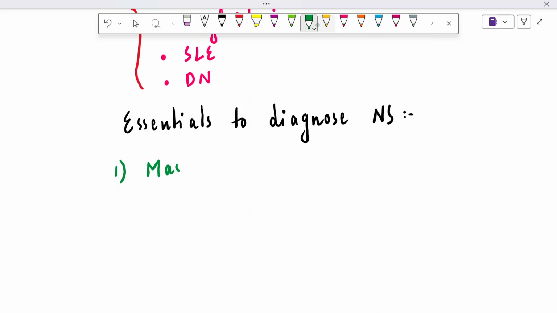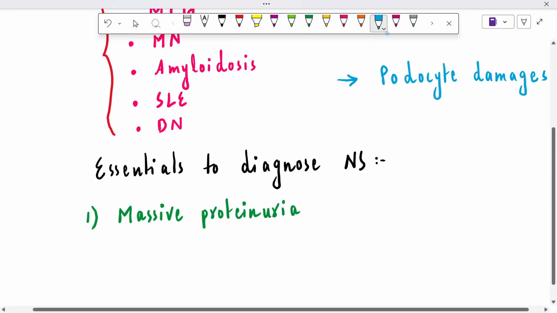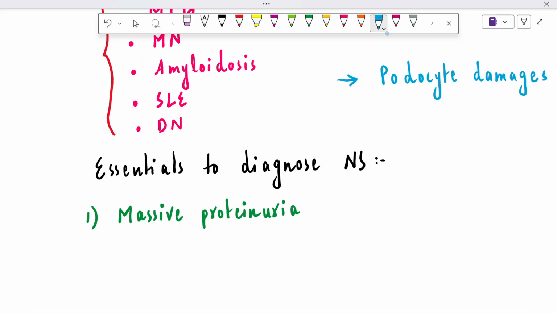In nephrotic syndrome, there is a huge amount of protein loss, massive proteinuria, if you will. Why does massive proteinuria occur in nephrotic syndrome? Because nephrotic syndrome is a disorder of podocytopathy. What does it mean? Podocyte damage. Due to some cytokines, chemokines, and lymphokines, the podocytes are damaged, and that's why we see massive proteinuria, massive lipiduria, etc. If the podocytes are damaged, the filtration barrier is going to be disrupted, right?